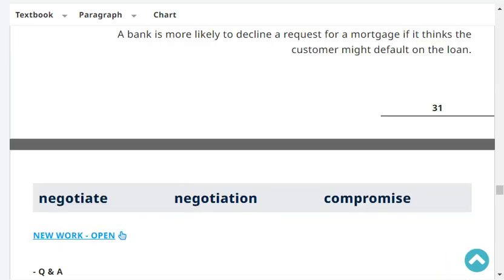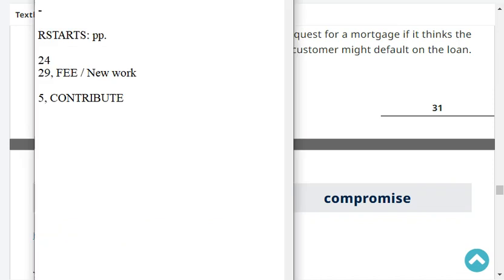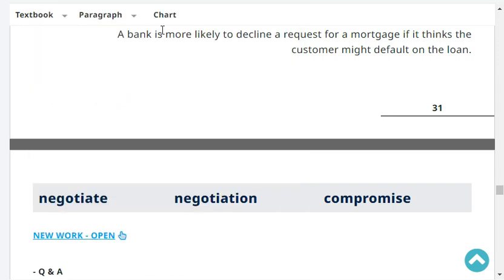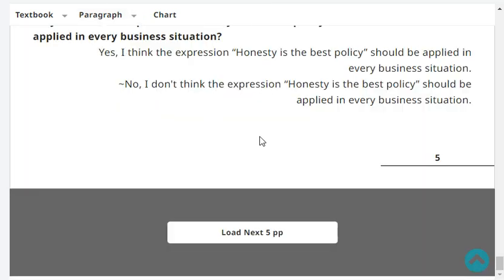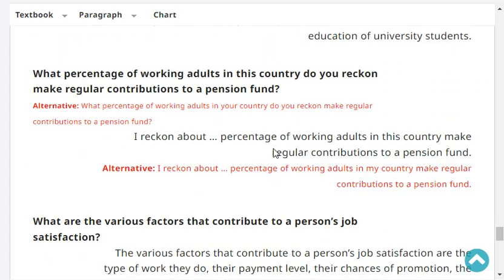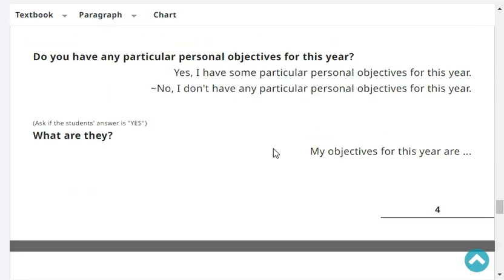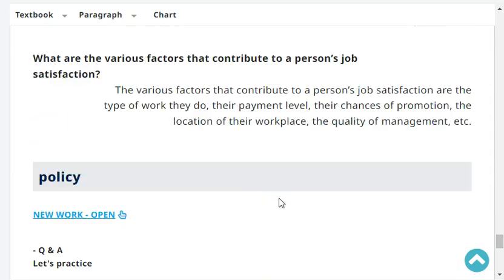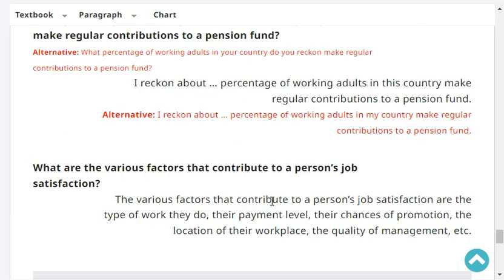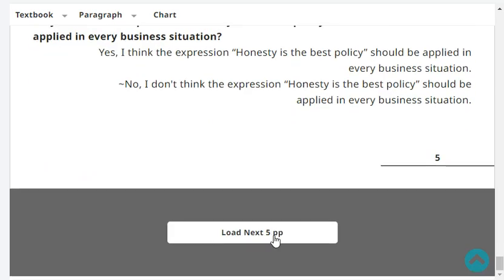Okay, so now let's move on to reading. So our reading starts at page five, and the last headword was contribute. Okay, start with policy. Okay, I found it.